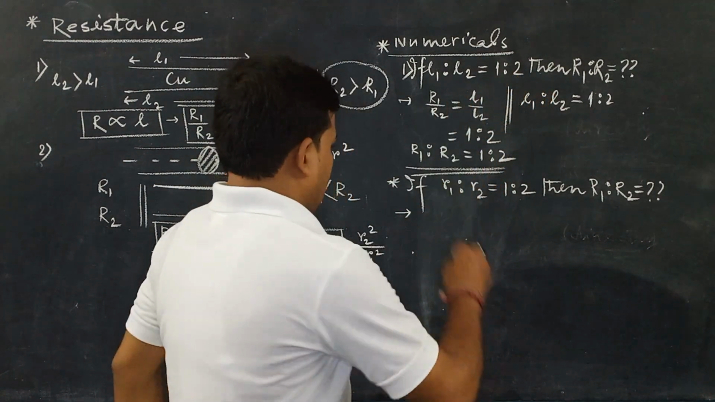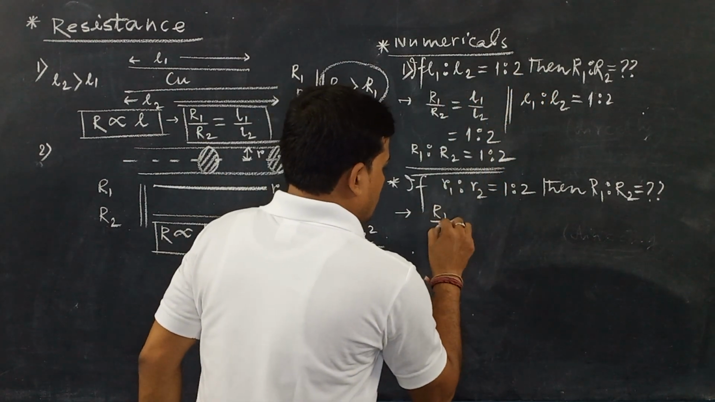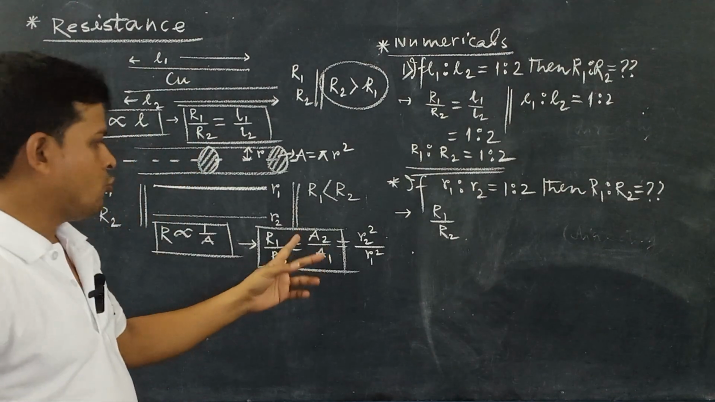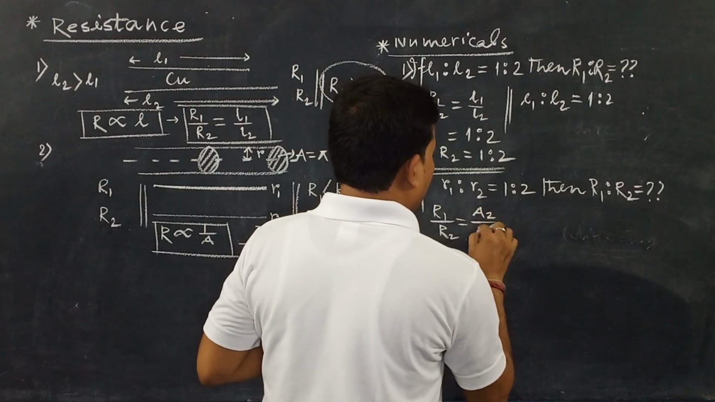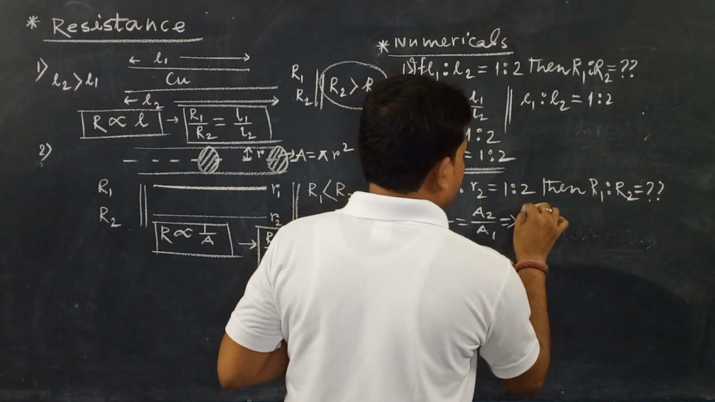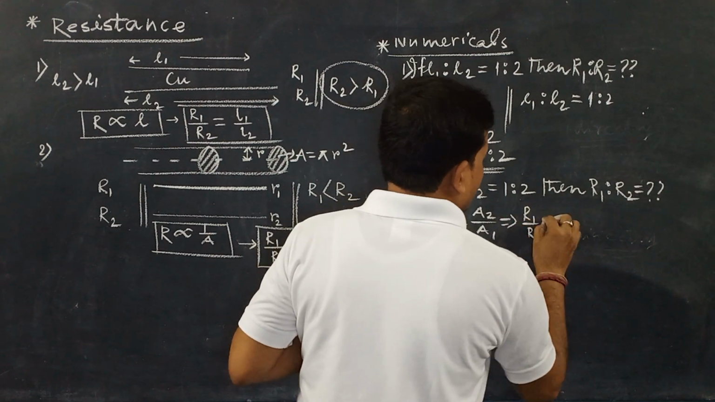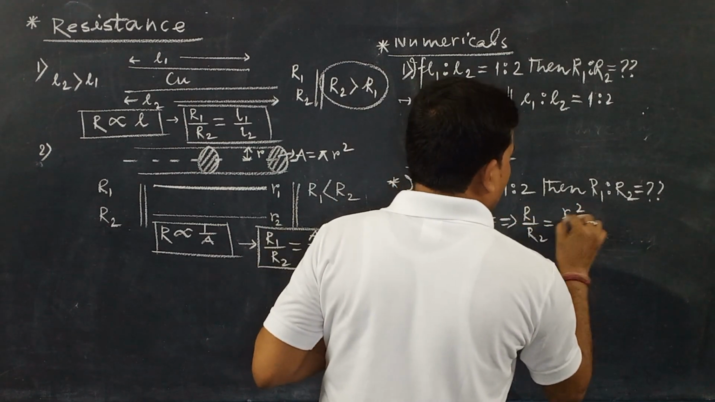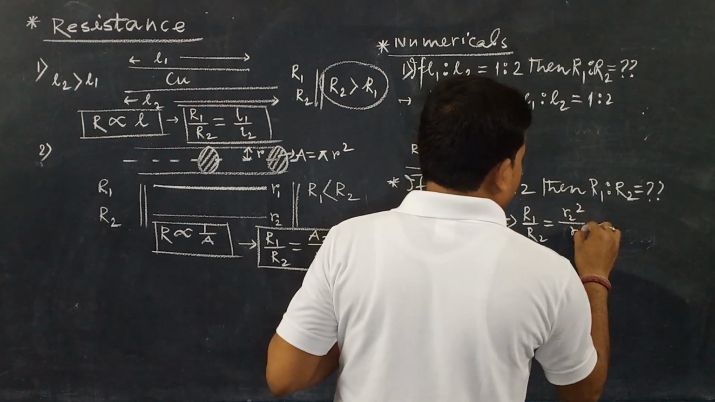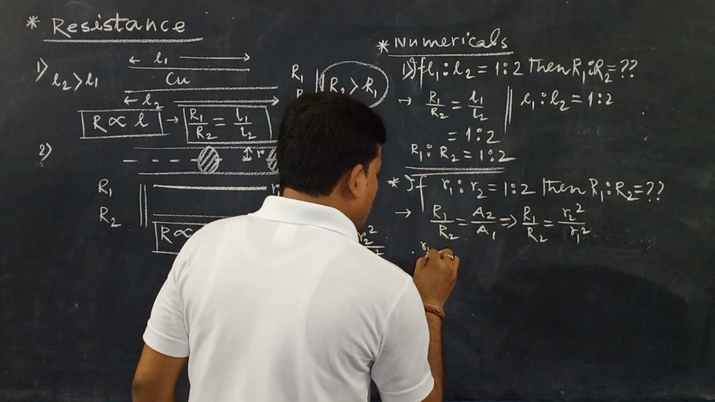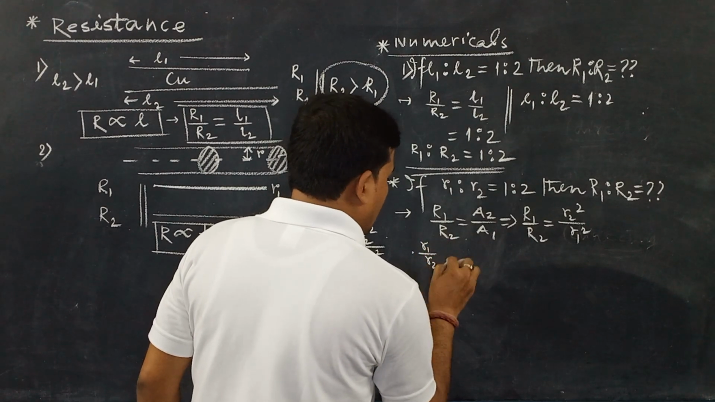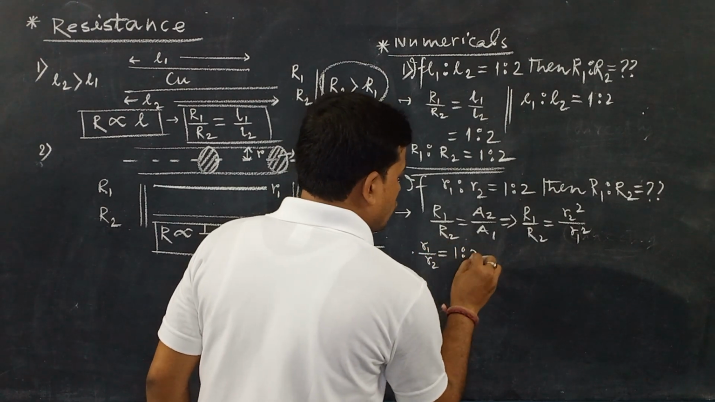Okay, let's see R1 by R2. Just remember the relation R1 by R2 equals A2 by A1. From this relation we can write this as A2 by A1, or you can also write directly R1 by R2 equals small r2 square by small r1 square. But according to the given problem, the ratio small r1 by small r2 is given as 1 is to 2.